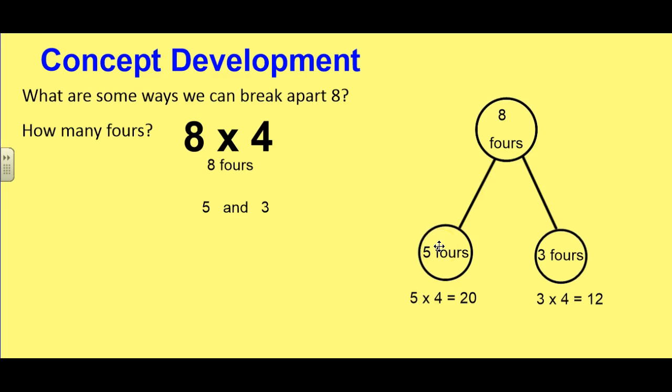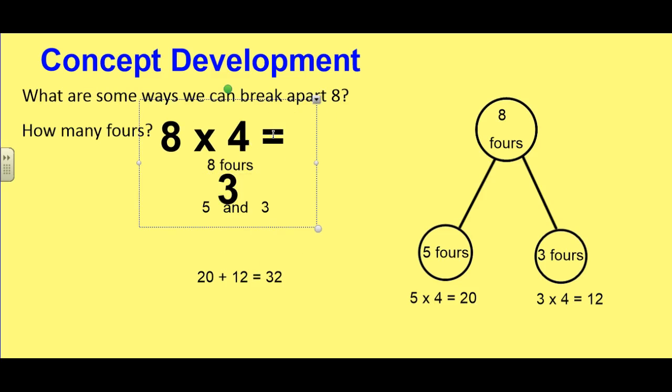Okay, so 5 4s is the same thing as 5 times 4, and we know 5 times 4 is 20. 3 4s was the same thing as 3 times 4, and we know that 3 times 4 is 12. So now all we have to do is 20 plus 12, and that gives us 32. So where you wrote 8 times 4, we're going to put that that is equal to 32.